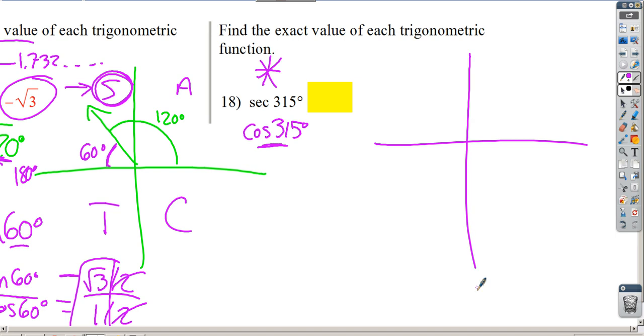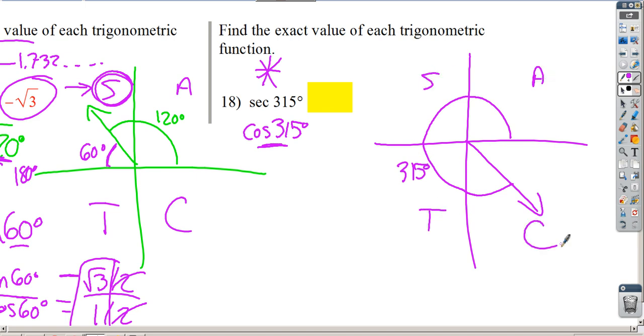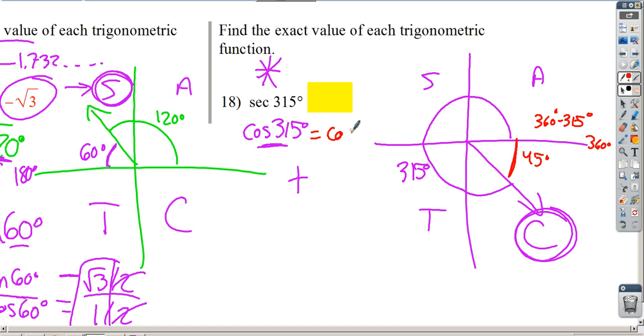So 315, what does that angle look like? Here's 90, here's 180, here's 270, 315 is about right there. As always, we need to do two things. We need to find out what the reference angle is, and then we're dealing with the fourth quadrant, so cosine is going to be positive, so that's a good thing because we don't have to worry about any changes in positive or negative. So this is the reference angle, the thing that takes us up to 360. And 315 subtracted from 360 is going to give us a 45 degree reference angle. So cos 315 is the same as cos 45. And it's positive because we're in quadrant 4, which is where cosine is positive.